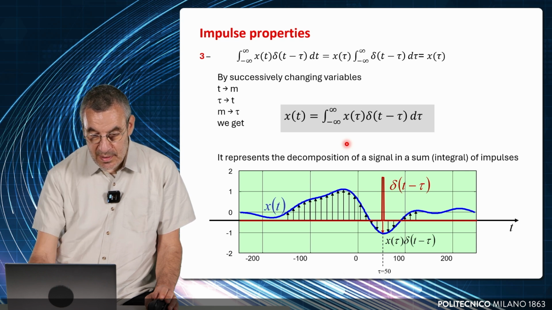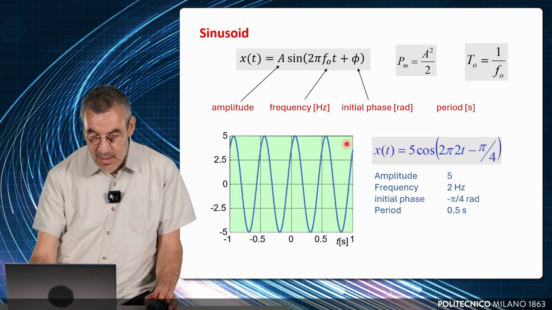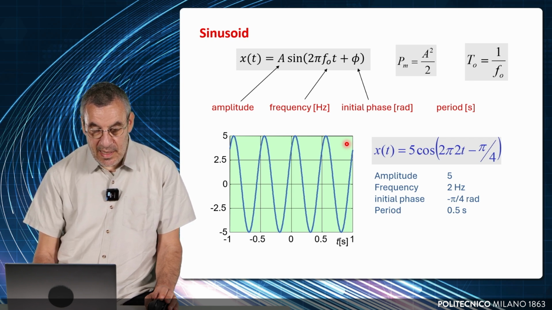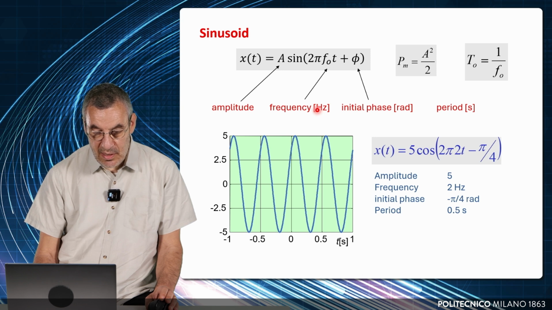This will be important when defining systems. Now we are going to another very elementary signal, which is the sinusoid. It's a periodic signal. It is defined by 3 numbers: the amplitude of the sinusoid, the frequency of the sinusoid, which is how many periods it has in 1 second, and the initial phase, which is the phase of the sinusoid for time equals 0.